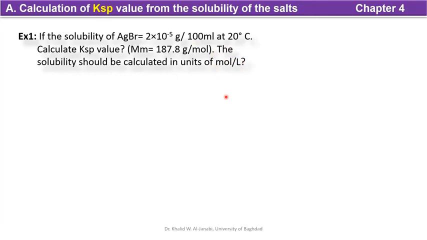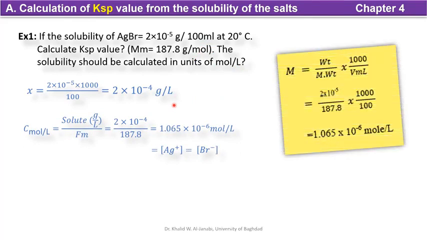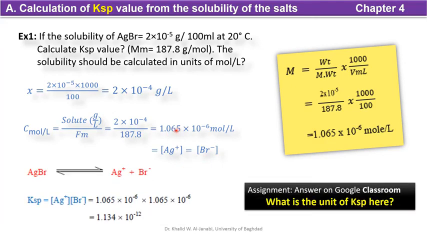This can happen in two steps. This is the first step where we have converted the milliliter into liter, and this is the second one where we have converted the gram into mole by dividing this amount by the formula mass of the salt. This value represents the concentration of Ag plus ions, the silver ions, and the bromide as well. Okay, now by applying this value into the equation of KSP, we can get the value of KSP.